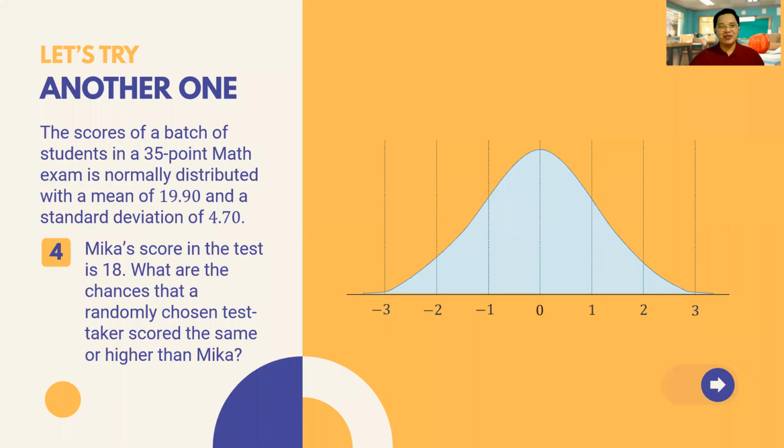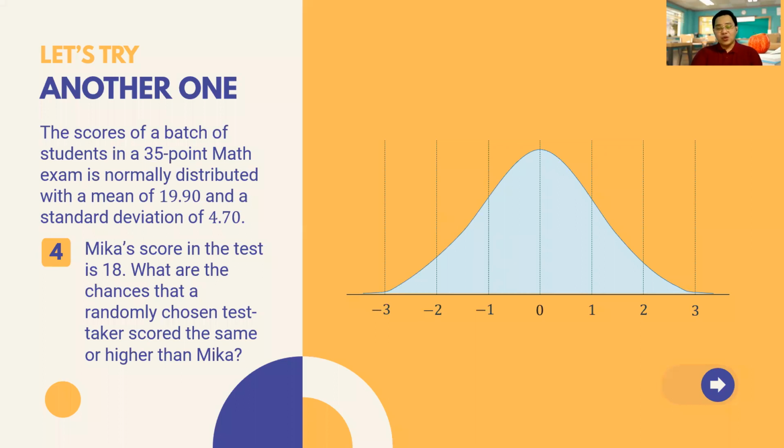All right, let's take a look at some other examples. Now, we're still considering the same situation where a certain batch of students took the same 35-point math exam. But this time, we consider Mika, who scored 18 in the test. Now, the question is, what are the chances that a randomly chosen test taker scored the same or higher than Mika? Right? So let's identify first the location of Mika's score with reference to the mean and the standard deviation using the fact that the distribution is normal.